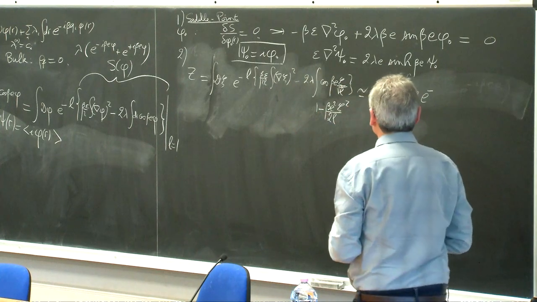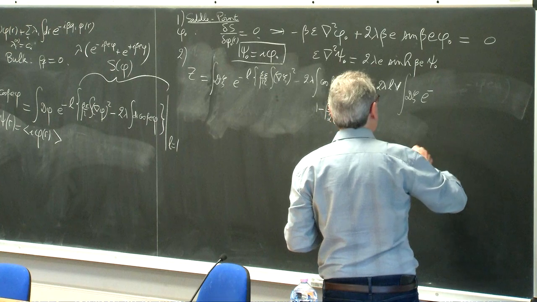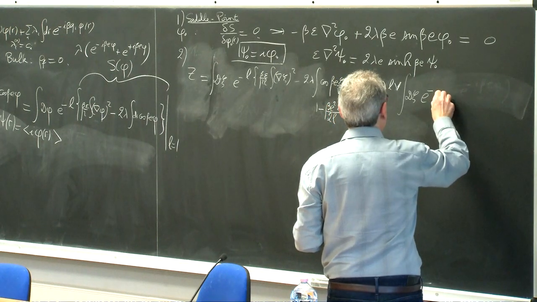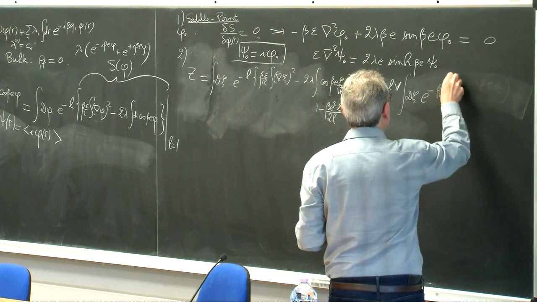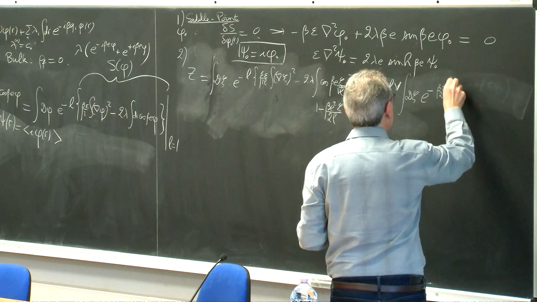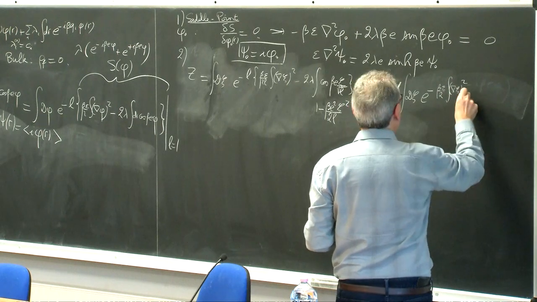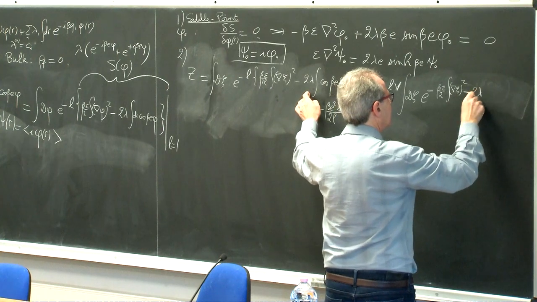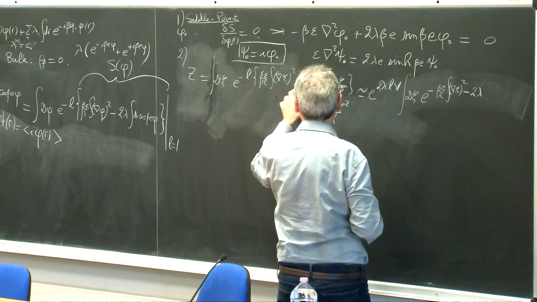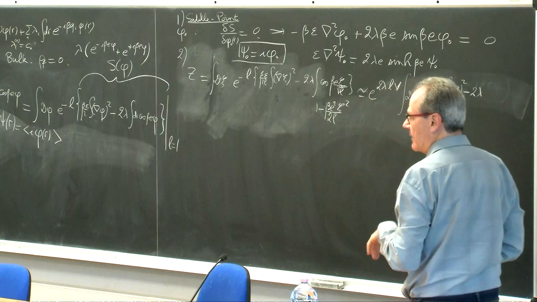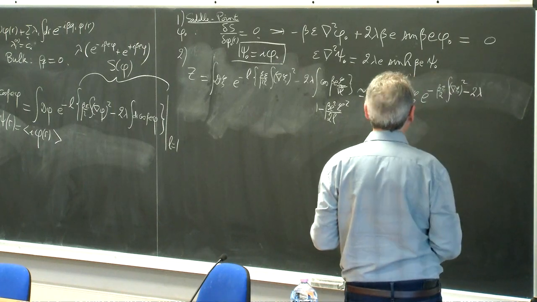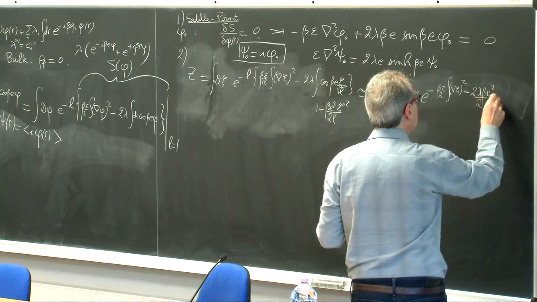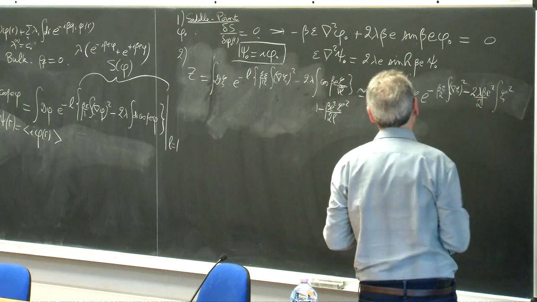Okay? So the result is e to the minus beta epsilon over 2 integral gradient psi square minus 2 lambda, right? I have minus, minus, minus, so 3 times minus, it's a minus sign, minus 2 lambda beta e square over 2 integral psi square.